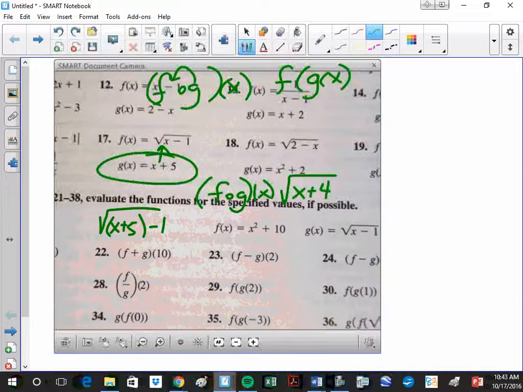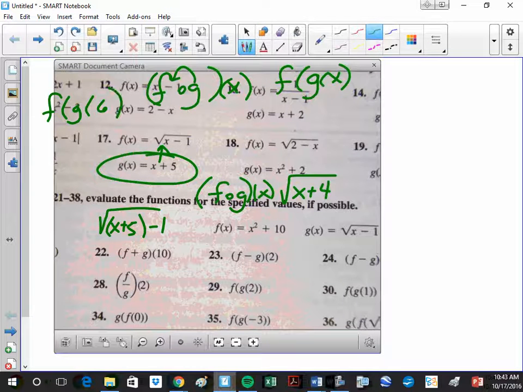Well, let's look at it. I'm going to pick a number. It's not going to be a good one, I'm just going to guess. Let's do f of g of 6. What happens when I plug 6 into g? 6 plus 5 is 11. Now I take 11 and I stick it into f. What happens when I put 11 in there? I get the square root of 10.